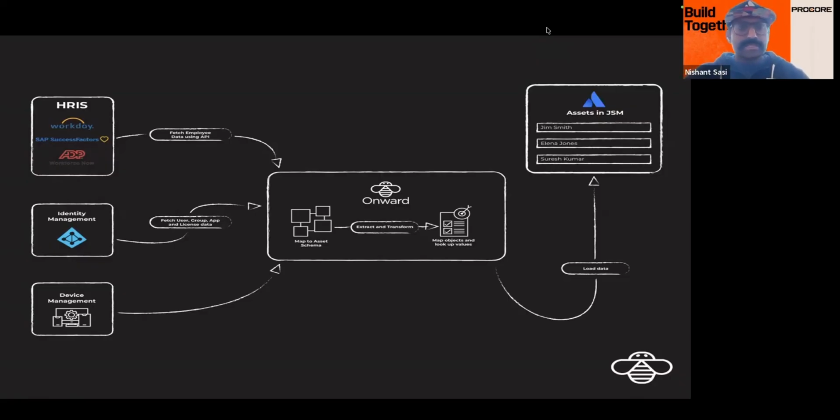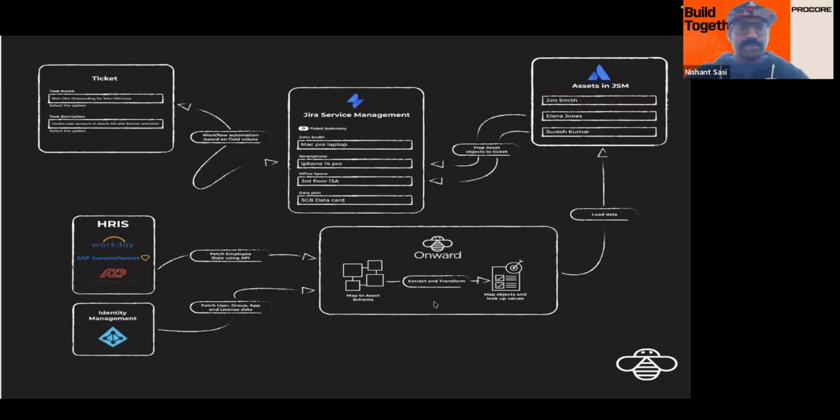Prabhu, if you can go to the next slide, please. Thank you. So in this slide, we more demonstrate how JSM uses asset data. For example, a user submits a request for a new hire onboarding. The automation triggers, it queries Assets, it looks at the role, department, manager, the required access, and then JSM dynamically generates subtasks.